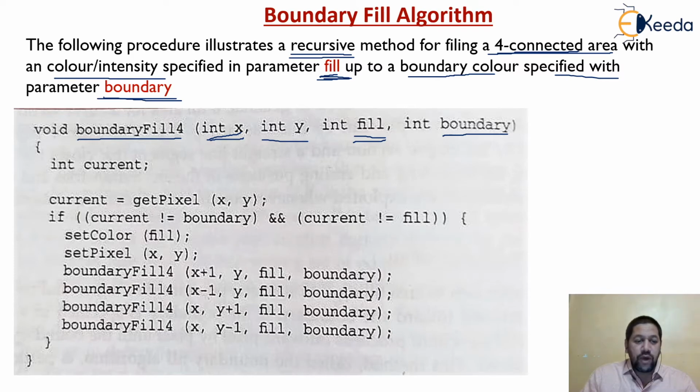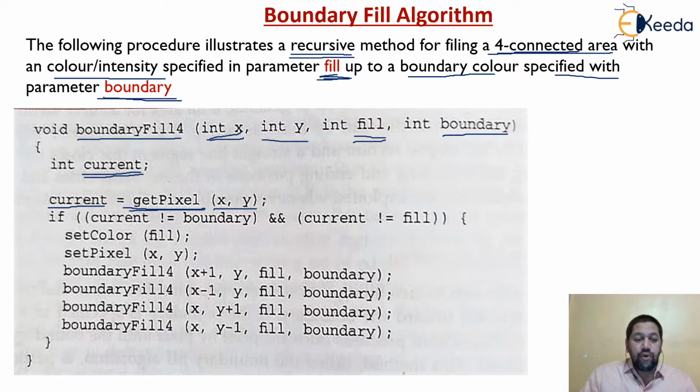Now I am using one variable as current, or instead of current I can use current color. What is my current color? How will I get the current color of the pixel? I have one function known as getpixel. What this getpixel function does is it finds out the color of the given x and y pixel. So getpixel(x, y) will find out the current color of this pixel, and this color is stored in current. So this current integer variable will give me the current color of the pixel.